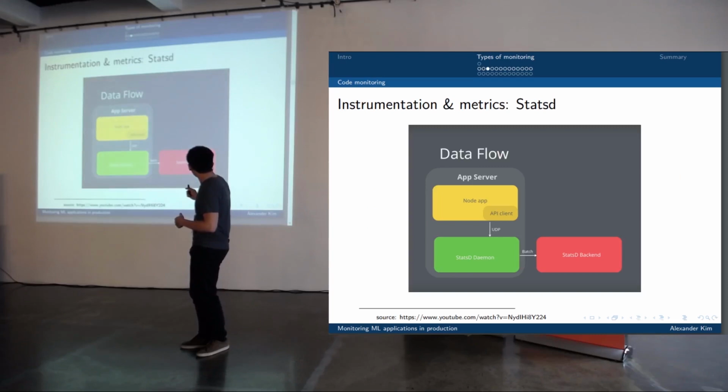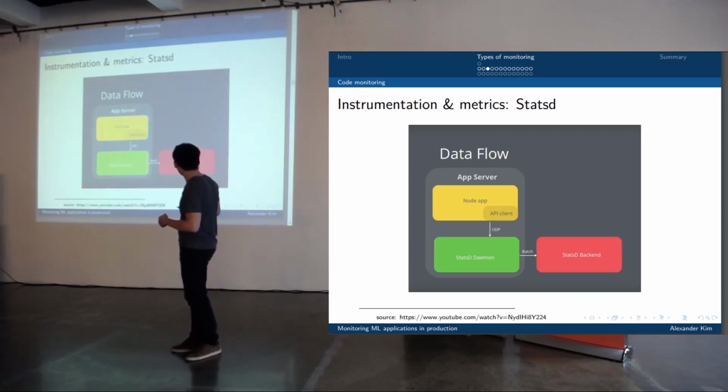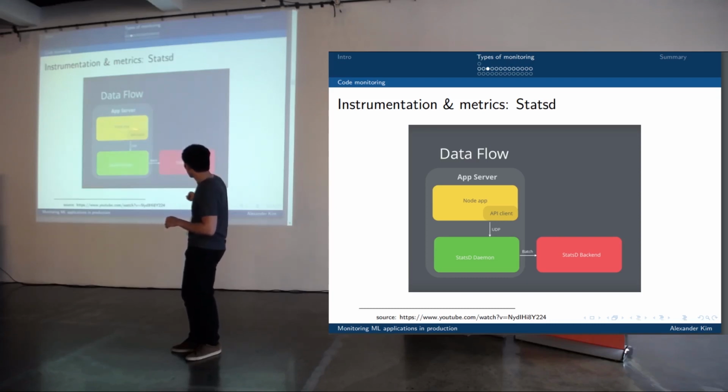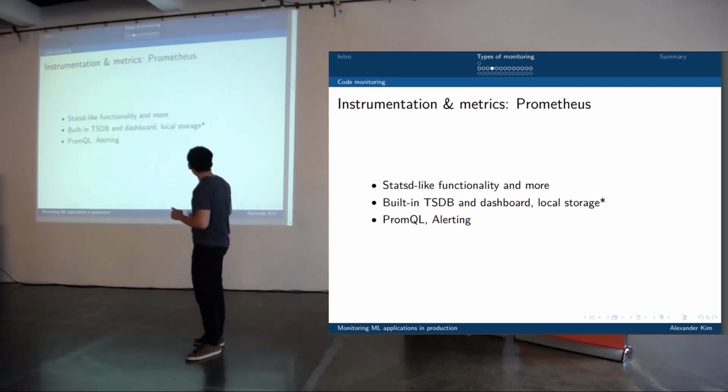Okay, and this is the general structure. Let's say we're talking about some kind of application, in this case one that runs on Node. Within the application, you have an API client that sends UDP information to a daemon that collects it and then later sends it in batches to a backend.